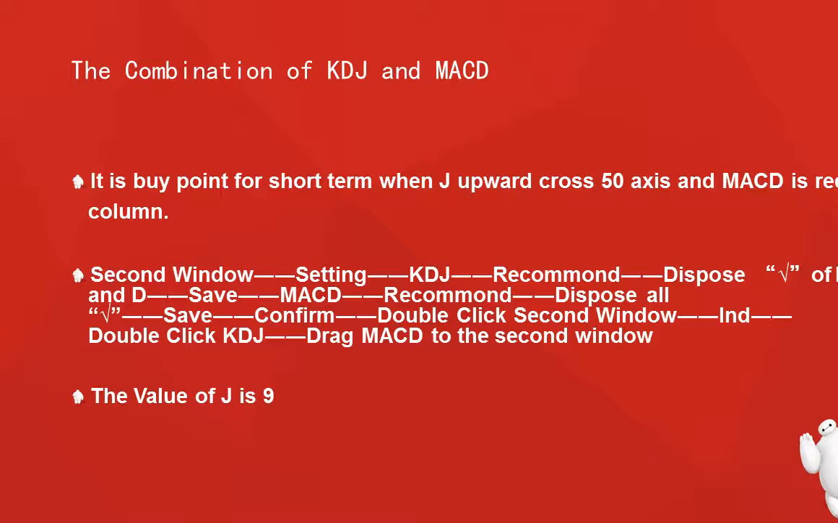So how to set it? The first one, you should click the second window, then click setting, KDJ, recommend, dispose, okay, K and D, save. MACD, recall and dispose all, then save, confirm. Double click the 7th window, and D, double click KDJ, move MACD to the 2nd window. Seems a little complicated, right? Then the value of J is 9, then how to set? It's very simple, okay?